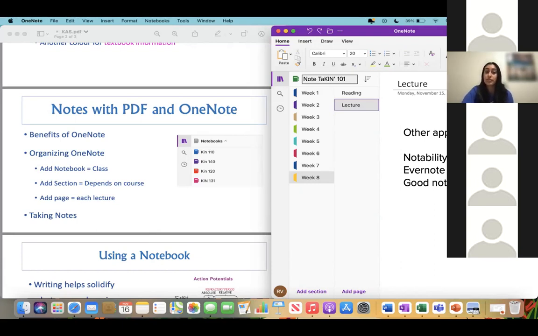an iPad and use your pen to draw on the notes. You can easily write, type, or draw into OneNote. And finally, OneNote has a really nice organization that we'll go over next.